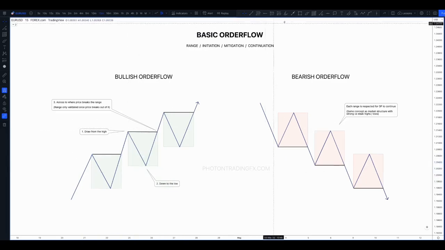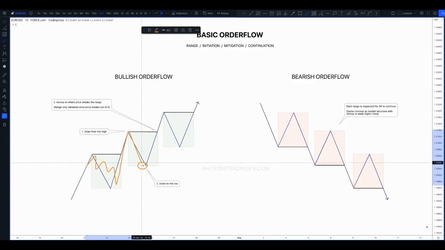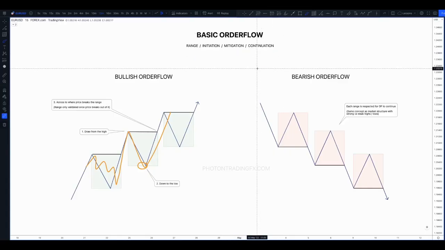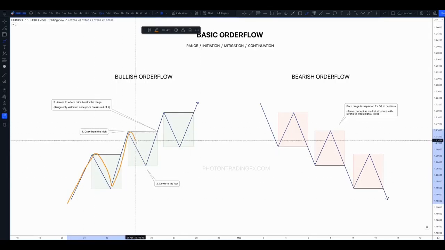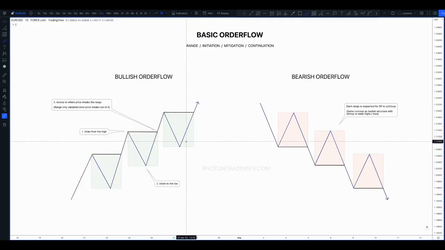Price then can pull back, doesn't have to. Price never has to do anything, but price can then pull back to do what? To mitigate that range. So we have a range, price initiates out of that range, then we get the mitigation of the range, and then what do we get? We get the continuation. Range, initiation, mitigation, continuation. Pretty basic stuff, hopefully. So that's what you'll typically see when you have nice, efficient bullish order flow, is you'll see price move up, it'll come back and mitigate that range, move up, come back and mitigate that range.